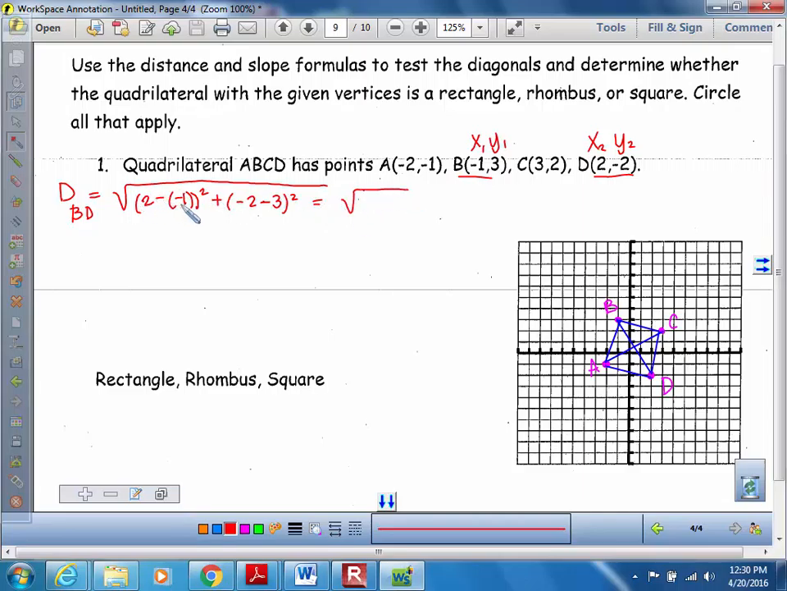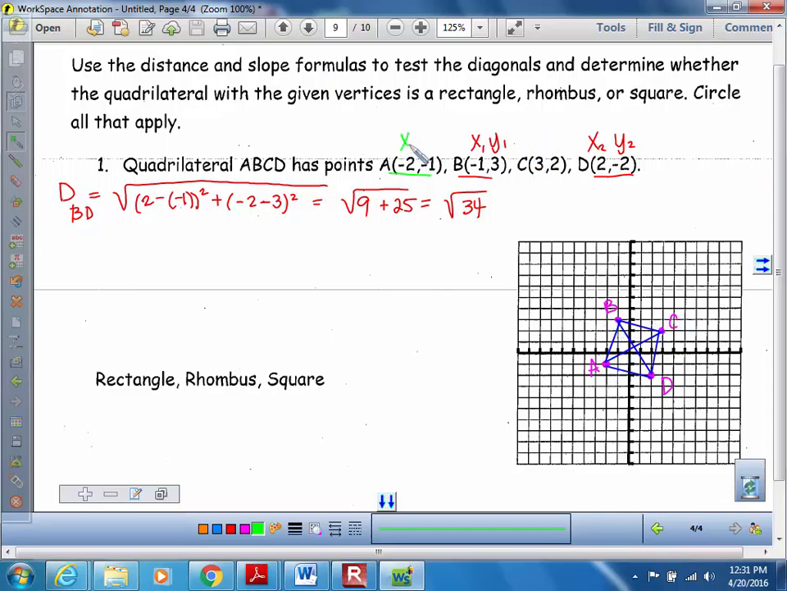So 2 minus a negative 1, that gives me 3, and I know 3 squared is 9. Then I do negative 2 minus 3, which is a negative 5. Negative 5 squared is 25. So if I add 25 and 9, that gives me square root of 34. Okay?